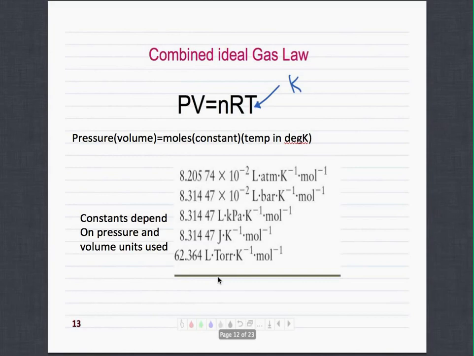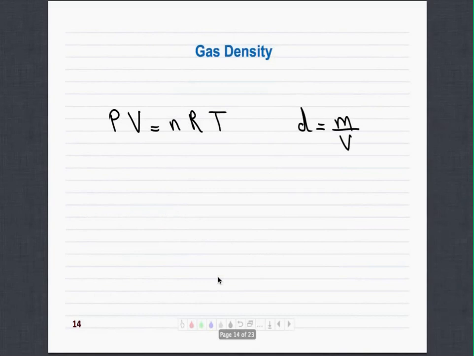PV = nRT. Now what I'm going to do in this slide is find a relationship between the density of the gas and the pressure and the volume. Why? Because we want to know the density of the gas. As we learned from liquids, the one which is more dense sinks, and the one which is less dense is going to be on the top. The same for gases.